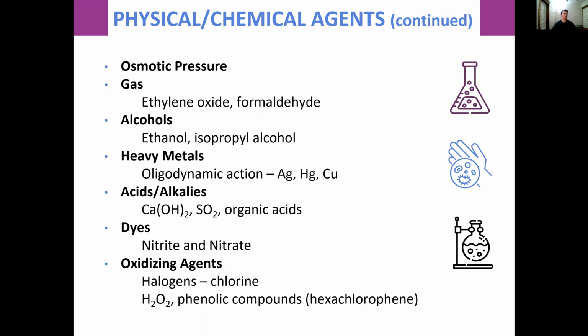Acids also denature proteins. Nitrate and nitrite can make meat appear red and can, for example, prevent the growth of something like botulism. So that's obviously pretty handy.